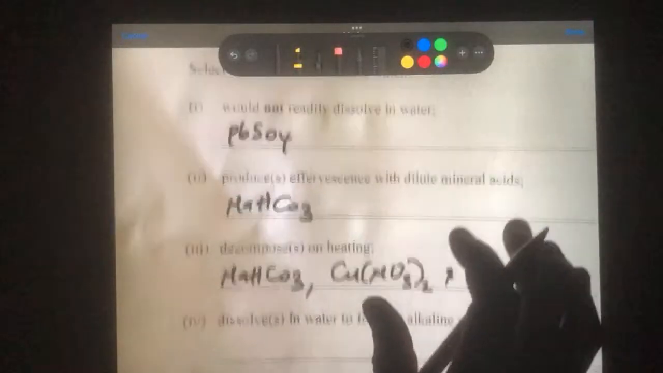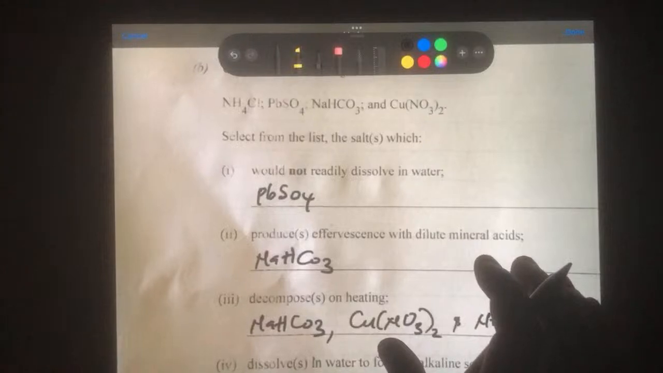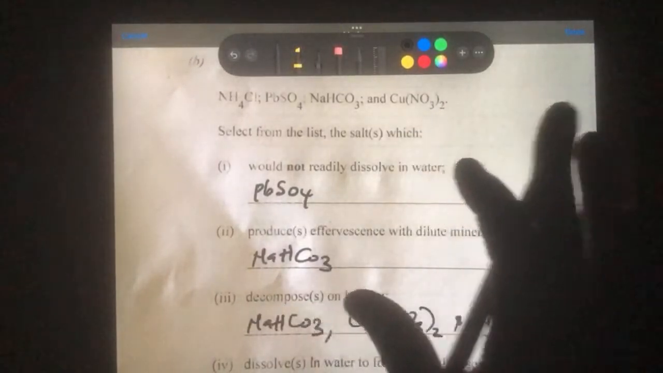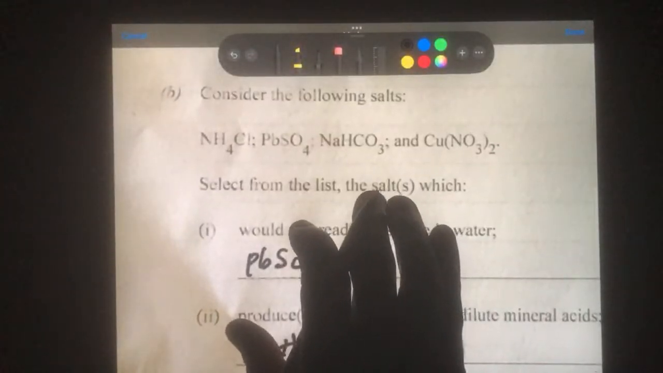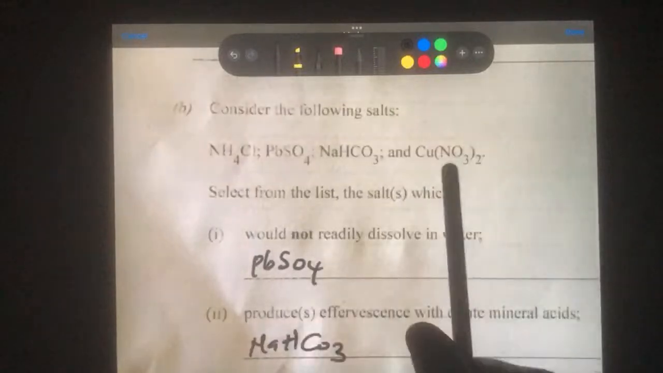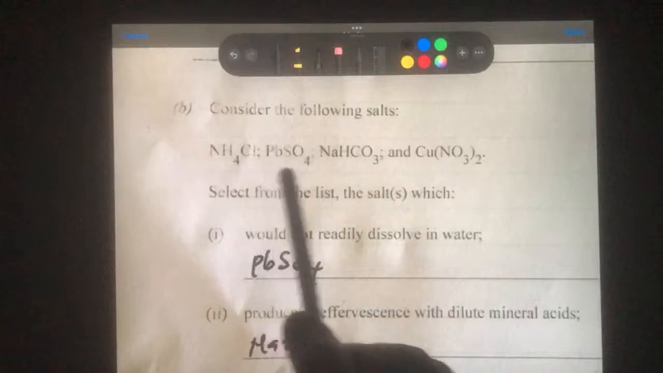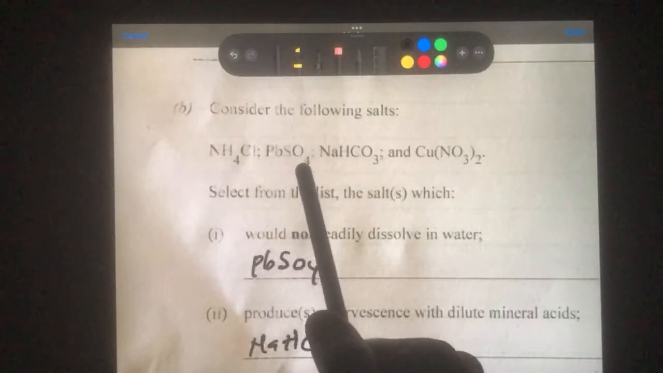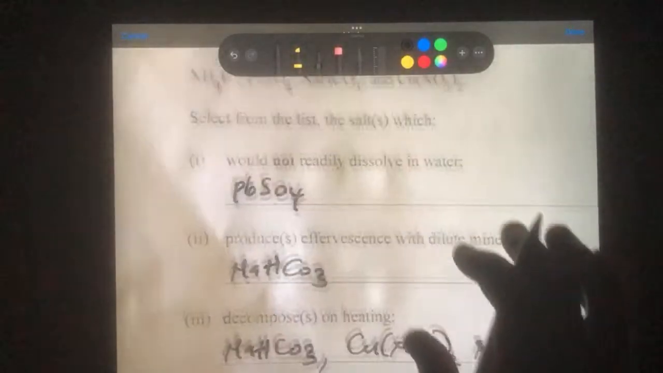That is where hydrolysis comes in. In practice, ammonium chloride cannot form an alkaline solution because of salt hydrolysis. It forms an acid solution because it's a salt of a weak base and a strong acid. But copper nitrate will form an acid solution also. This one will not even dissolve in water at all. That's the lead(II) sulfate, not to talk of forming an alkaline solution.